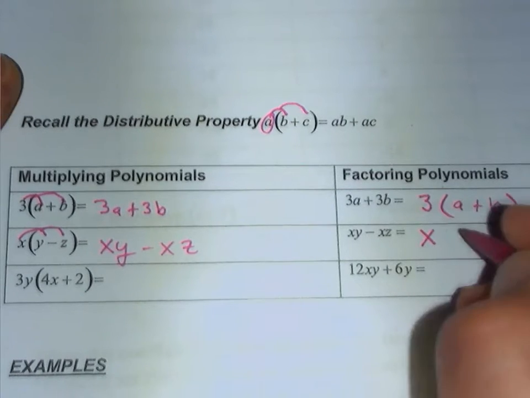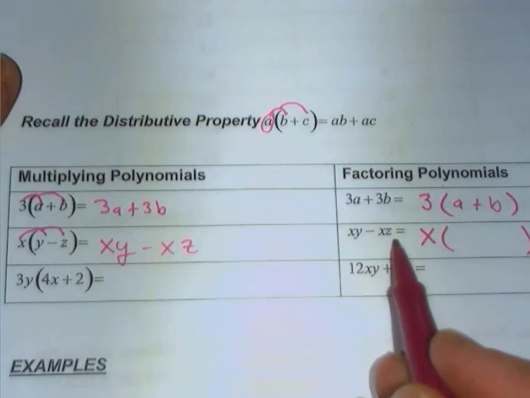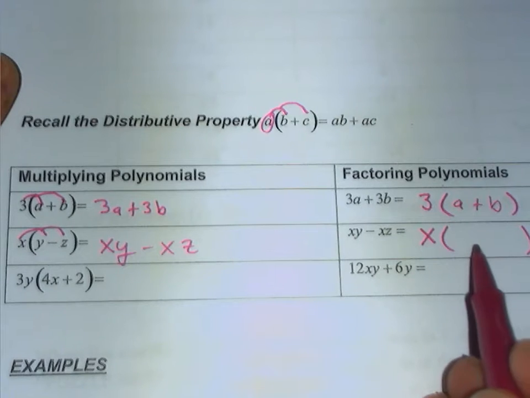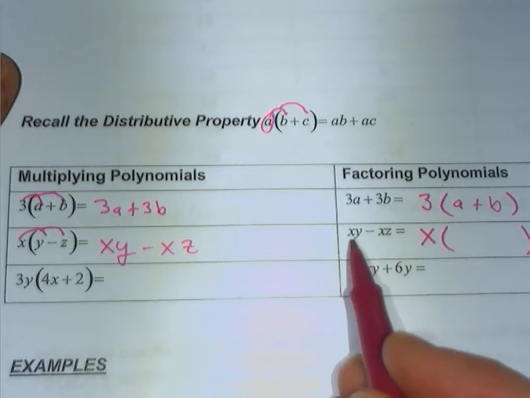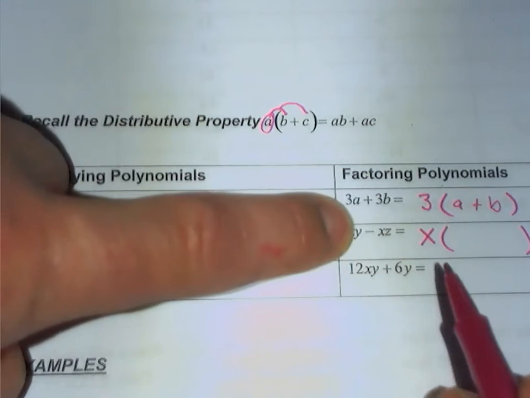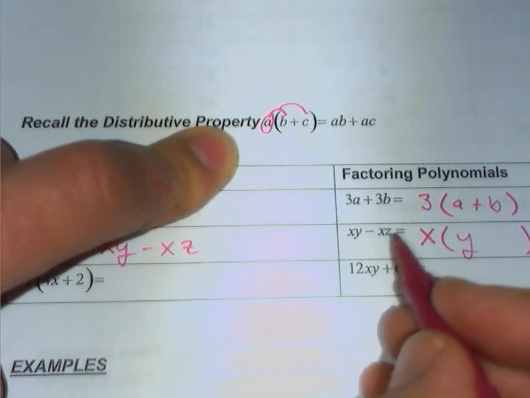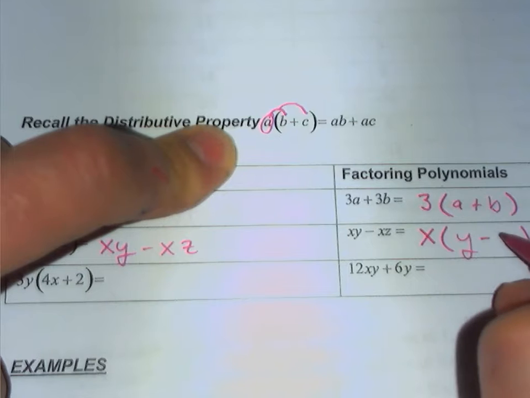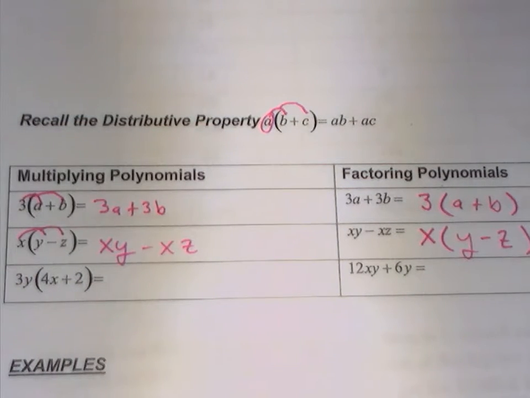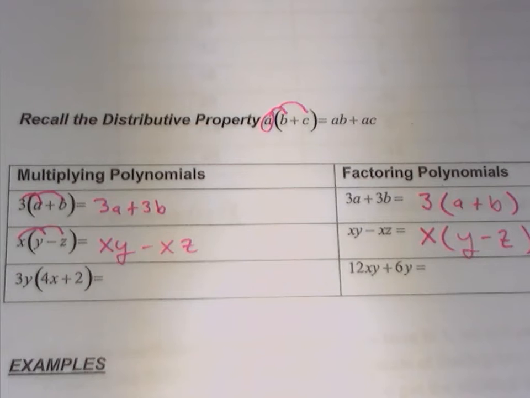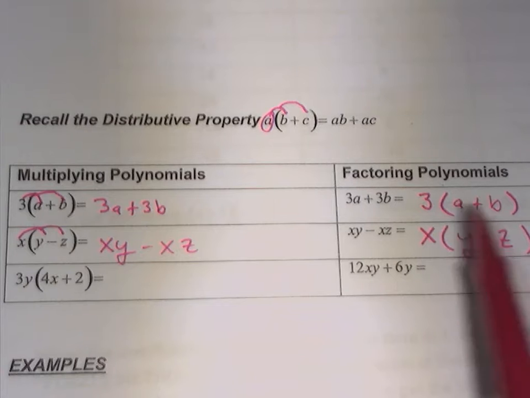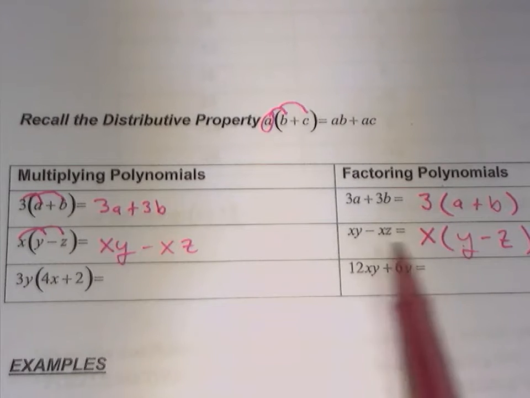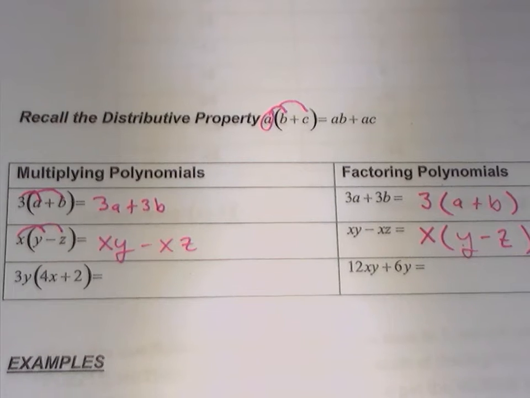So take that x out, and now on the inside, I'm going to have the same amount of terms that I had originally. So here I have 2 terms. I should have a binomial inside. So take xy and remove the x. What's left? Just y. Take negative xz and remove that x, and now I got negative z. Now the nice thing is I always double check. I look on the inside. There is no GCF left on the inside, no common factor. And I can distribute. X times y is xy, and x times negative z is negative xz. You guys good with that?